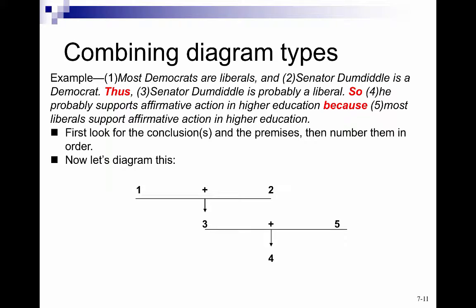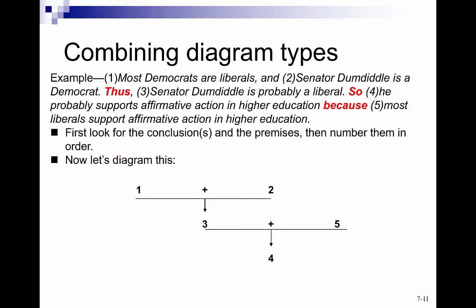So now we're going to put these things together into an argument that's a bit more complicated. Here's the example. Most Democrats are liberals, and Senator Dumdiddle is a Democrat. Thus, Senator Dumdiddle is probably a liberal. So, he probably supports affirmative action in higher education because most liberals support affirmative action in higher education. First, we need to look for the conclusion. In this case, we actually have 2 conclusions because we have 2 conclusion indicators, thus and so. We also have 1 premise indicator, which is because.